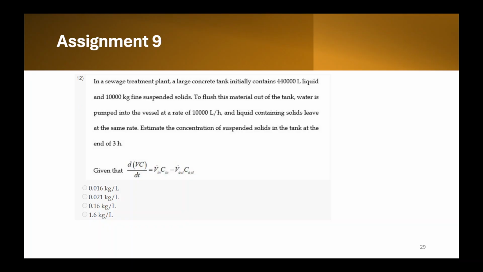Now in sewage treatment plant, a large concrete tank initially contains 4,40,000 liter of liquid and 10,000 kg fine suspended solid. To flush the material out of the tank, water is pumped into the vessel at a rate of 10,000 liter per hour and liquid containing solids leave at the same rate. Estimate the concentration of suspended solids in the tank at the end of 3 hours.